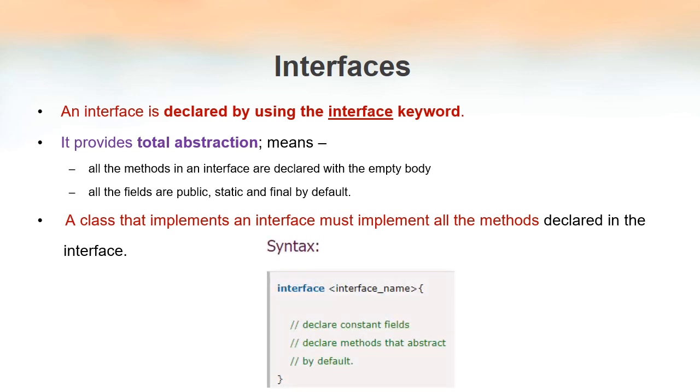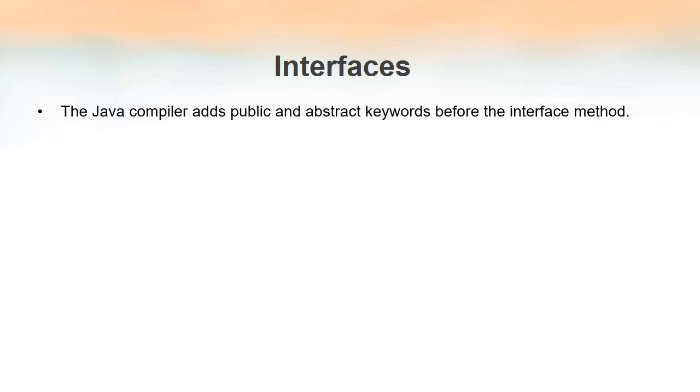Okay, so this is the syntax of creating an interface. Interface is the keyword, and interface name is a name that we are actually giving. It's an identifier. Then we have to open a pair of curly brackets and write all the method headers. All the methods inside the interface will not have their body. They will be abstract by default. So the Java compiler always adds the public and abstract keywords before the interface methods. That is, we don't have to write these keywords manually before the methods inside an interface.